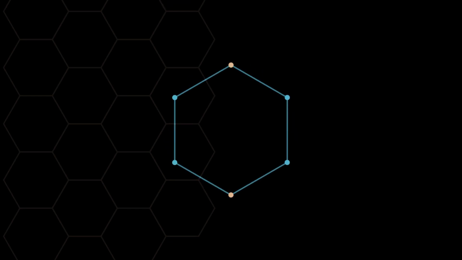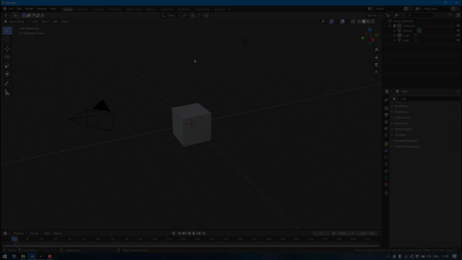Also, there are two ways to visualize a hexagon. Either flat-topped, which means that the bottom and the top contain a side or edge, or pointy-topped, which means the bottom and the top contain a corner or vertex.